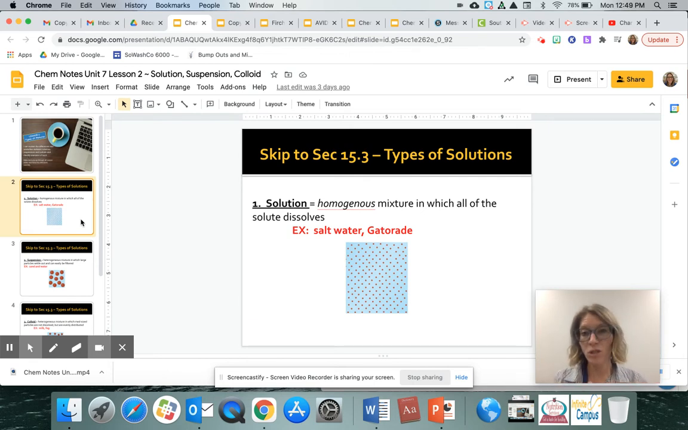So that is a homogeneous mixture in which all the solute dissolves. So in Gatorade, all of the sugar dissolves. There's no sugar left on the bottom. Same with salt water. Now you can put so much salt in that you no longer have a solution, but as long as all of the salt dissolves, then that would be considered a solution. So as far as size-wise, solution has the smallest particles, so that's what this picture shows.